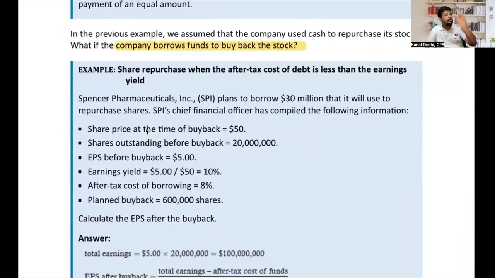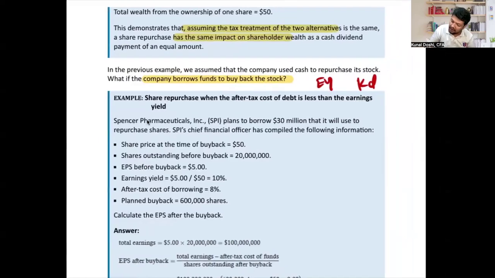Now what we are going to assume is, what if the company borrows to fund the buyback? So instead of utilizing its own cash, what if the company borrows? And whenever the company borrows, two things you need to focus on: the earnings yield, and you need to compare that with the after-tax cost of capital. So I will first calculate the earnings yield and after-tax cost of capital, compare them, and get the answer in my head before I solve it.